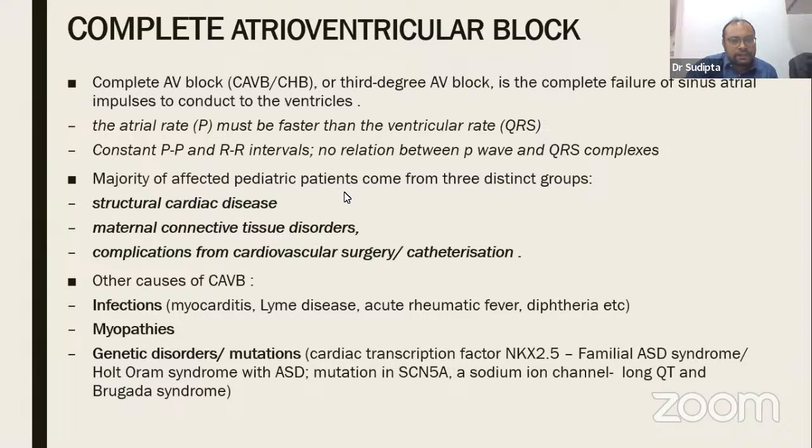The majority of affected pediatric patients having complete AV block fall into three groups. One is structural cardiac disease, one is maternal connective tissue disorders, and third is complications from cardiovascular surgery or catheter intervention. The other causes may be infection, myopathy, or genetic disorders, as already mentioned.